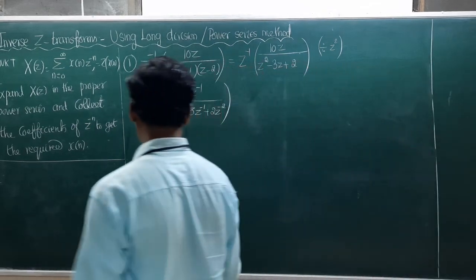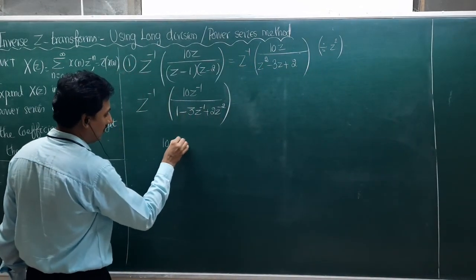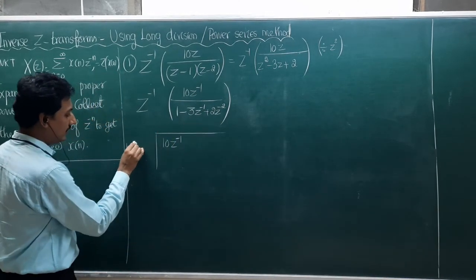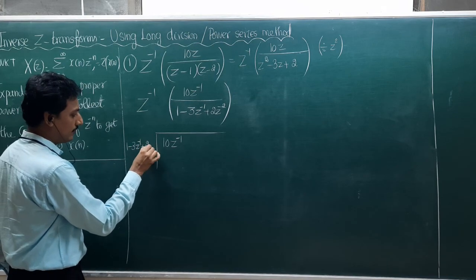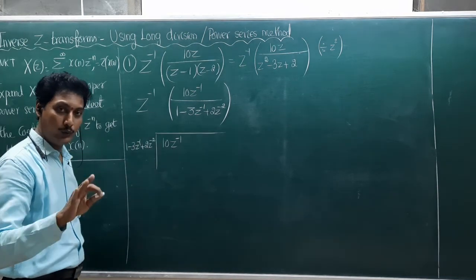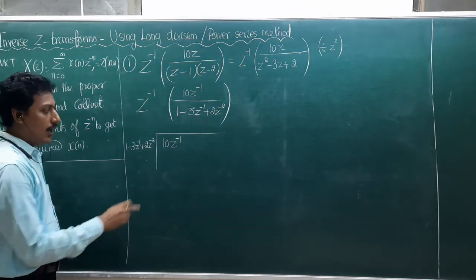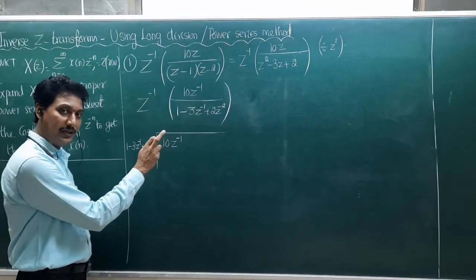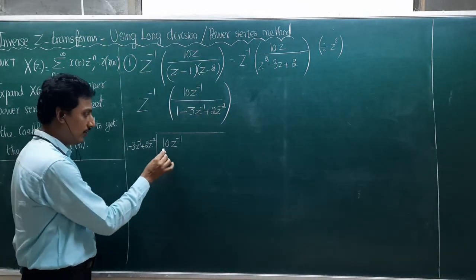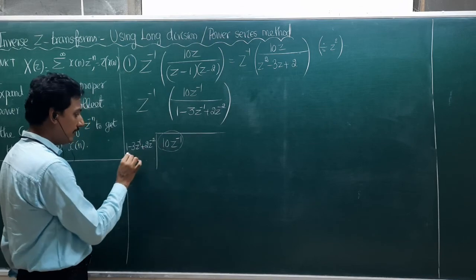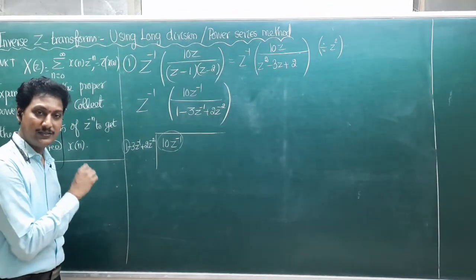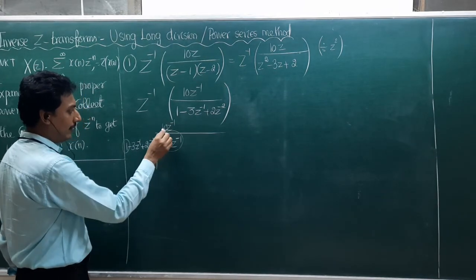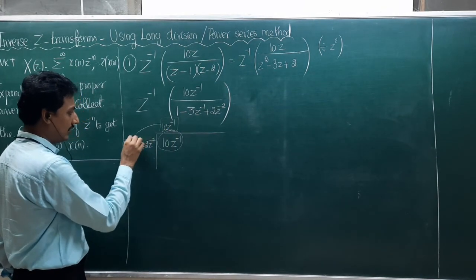Can I divide this one? Yeah. The first term in the numerator is 10 z power minus 1. I'm going to divide this by 1 minus 3 z power minus 1 plus 2 z power minus 2. It's the usual division, the same idea. I want to cancel this term, so I want to generate this one. Whatever we have as the first term, we divide by the first term of the divisor, 1. So 10 z power minus 1 by 1 is 10 z power minus 1. Now multiply this 10 z power minus 1 with each and every term.